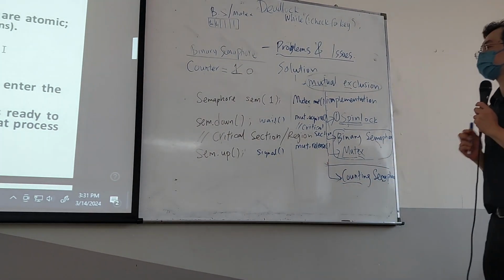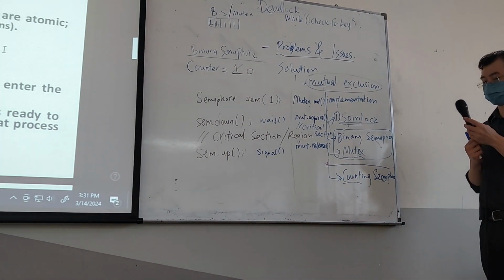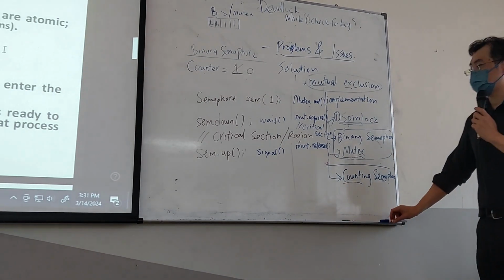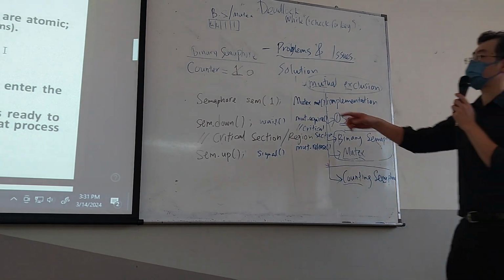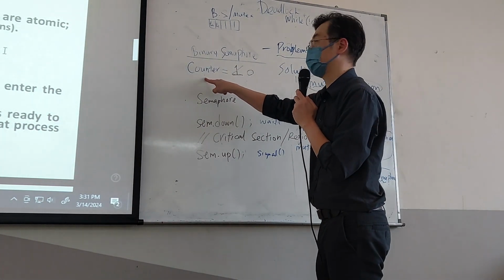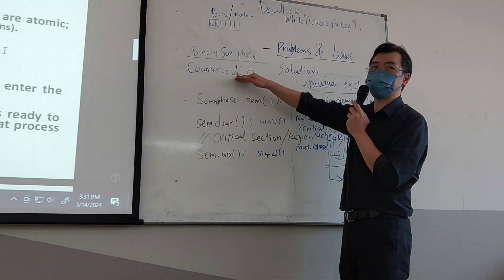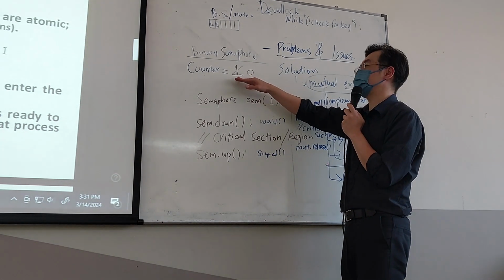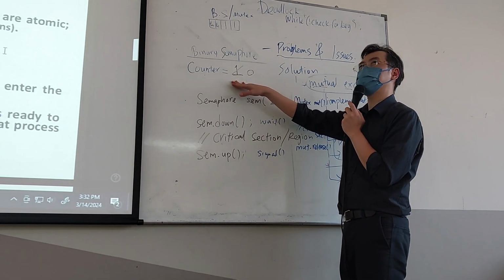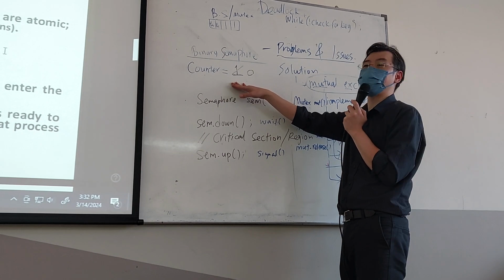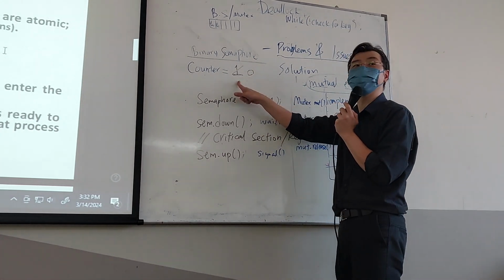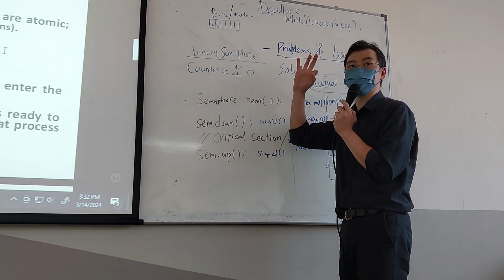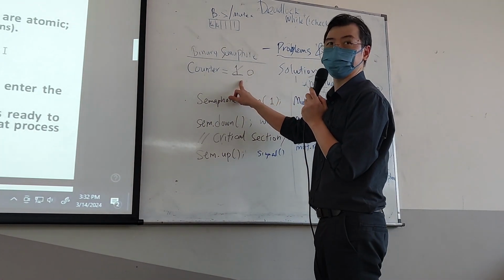counting semaphore. In counting semaphore, the number here or the counter can be any value when you start. It can be 10, it can be 20, or it can be 100, or it can be 1. Or it can be 0 even, but it cannot be a negative number. It's always a positive number or 0.